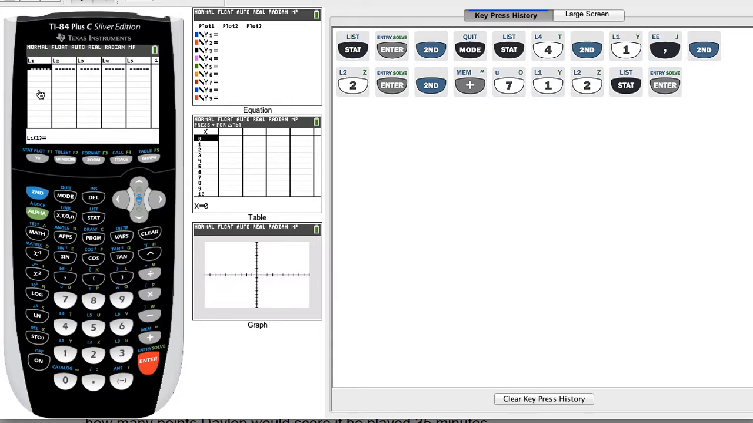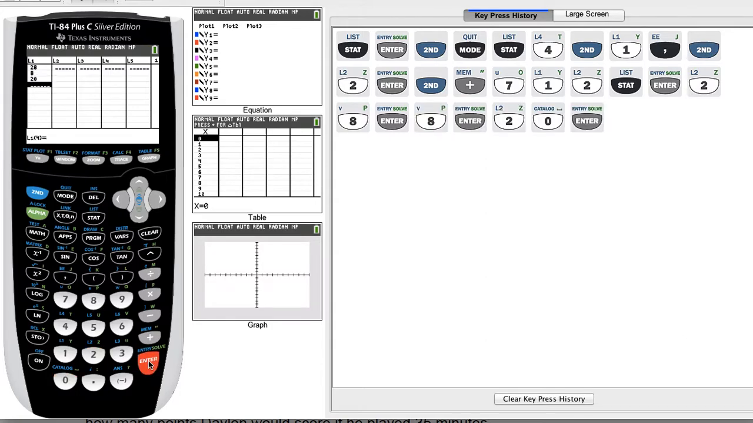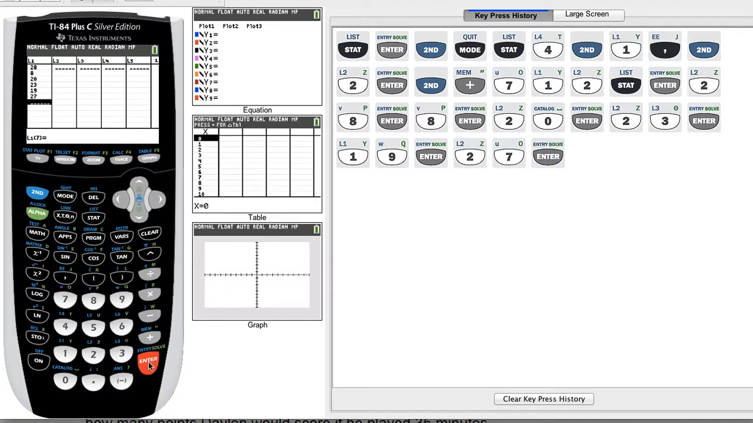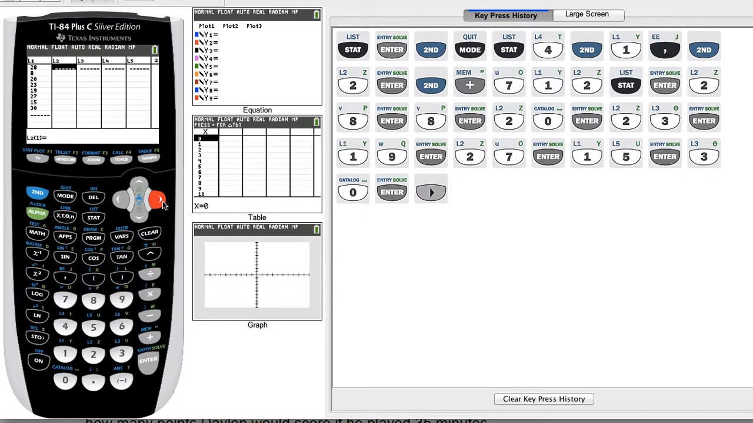Now I'm going to press the numbers. So these are the x values that are on the table. Make sure that you don't make any mistakes, because if you miss a number, your equation might not show. So these are the values. Now to find the y values, you move over to L2 and you press all the numbers.